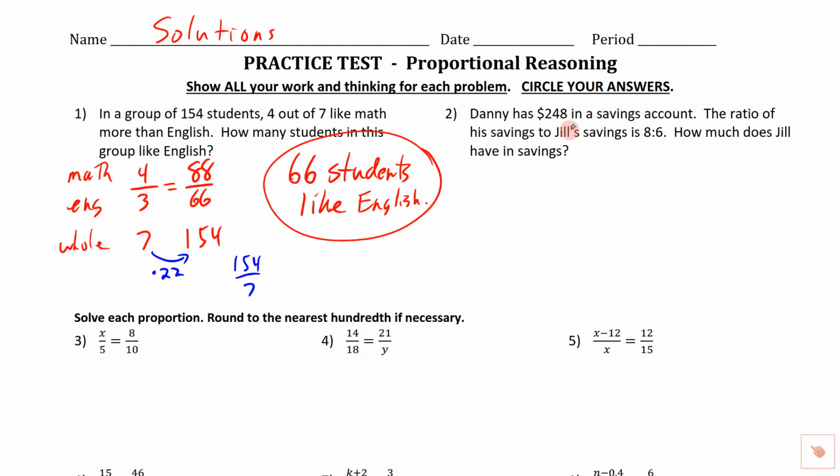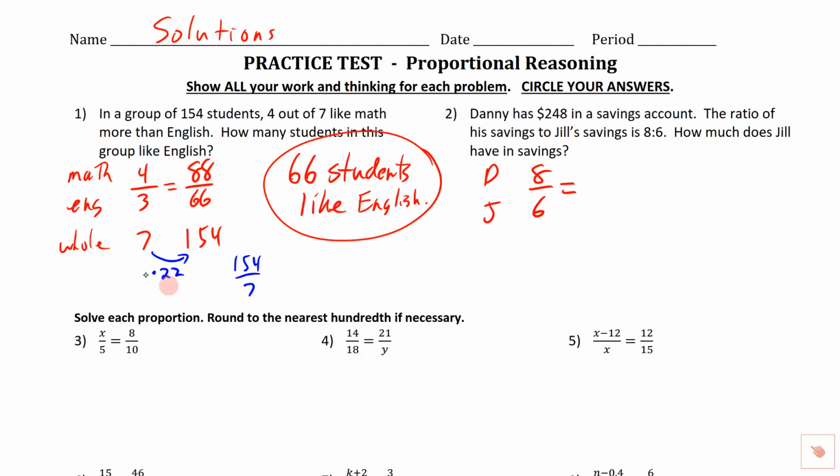Danny has $248 in a savings account. The ratio of his savings to Jill's savings is 8 to 6. How much does Jill have in savings? Okay, so let's see. Here's what we've got here. We've got Danny, and we've got Jill, and it says his ratio to her is 8 to 6. So we're going to do 8 to 6, and it says Danny has $248 in his savings account.